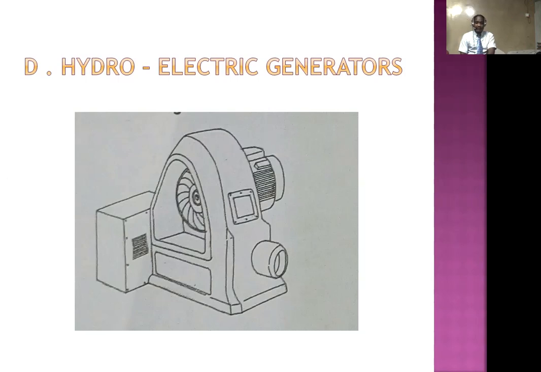Pupils, dams that are specially made to produce electricity are known as hydroelectric dams. Hydroelectric dams, these are dams that are specifically made to produce electricity. Large-scale source of electricity comes from hydroelectric dams. If you look on the picture, that is an example of hydroelectric generator, whereby the turbines are hit by water, they rotate, and then they produce electricity.